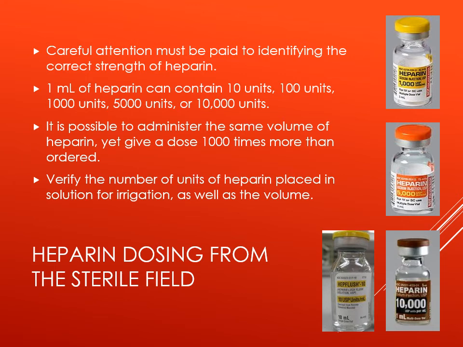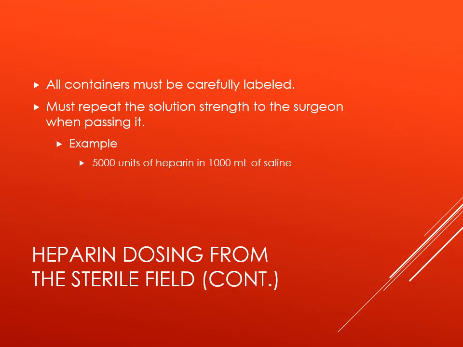You can give somebody the same volume of heparin, but give them a dose that's 1,000 times more than what they're ordered. Think about 1 mL, how much that is, not very much, but across the board, that can contain a bunch of different units of heparin. That's why it's important to label and verify that number with your nurse when they're giving it to you, as well as when you're telling the doctor what you have. Make sure to tell them the volume of heparin in there as well, and repeat that to the surgeon. An example would be 5,000 units of heparin in 1,000 mLs of saline. You'd let them know exactly what you have.